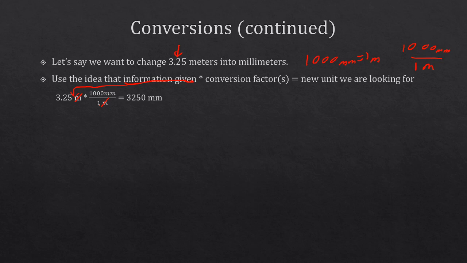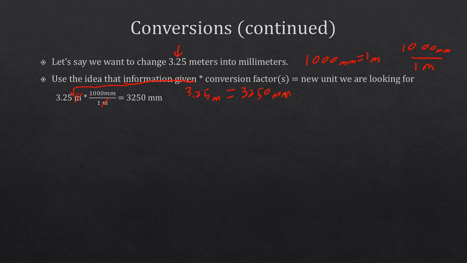So in this case, even though 3.25 and 3,250 as numbers are different, when I put the units on them, they're the same thing. So 3.25 meters is the exact same thing as 3,250 millimeters.